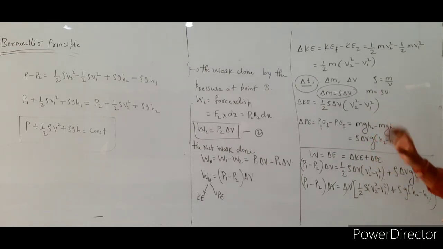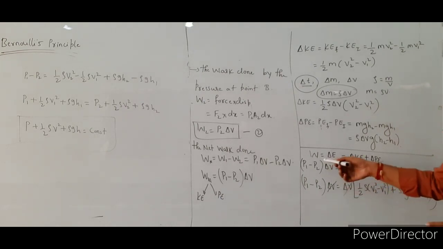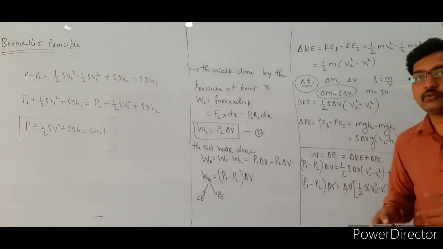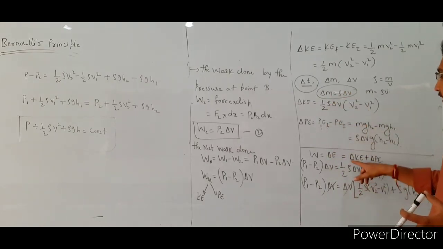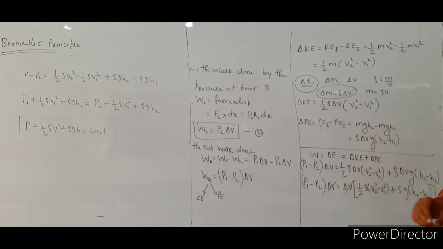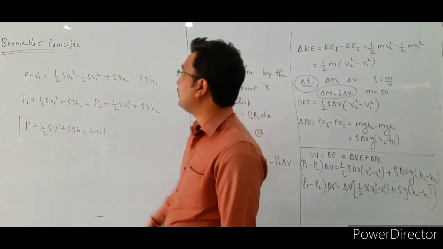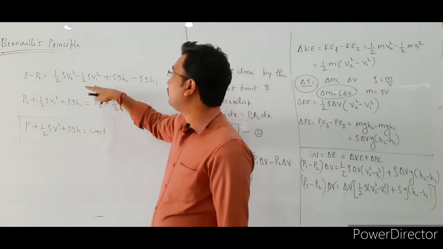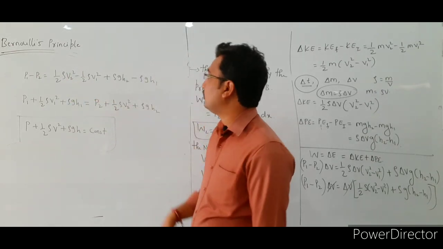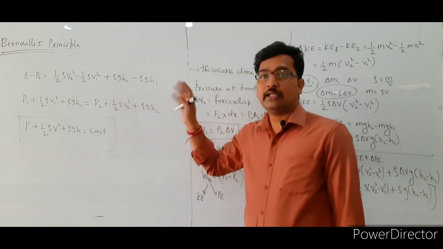So next, according to the work energy theorem, the net work done is equal to the change in energy. Here there are two types of energy, so it is the change in kinetic energy plus the change in potential energy. Substitute all the values here. After that, take del V as a common term, both get cancelled. Then the remaining expression is P1 minus P2 is equal to 1 by 2 rho V2 square minus 1 by 2 rho V1 square plus rho g h2 minus rho g h1.